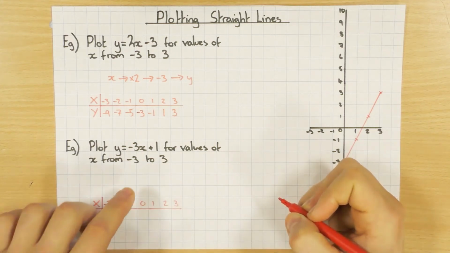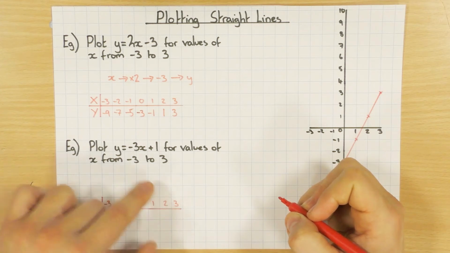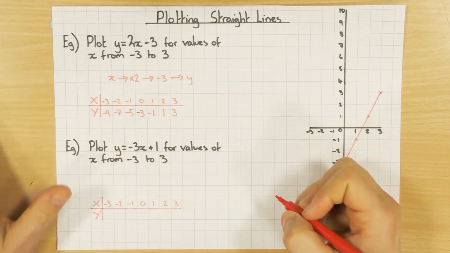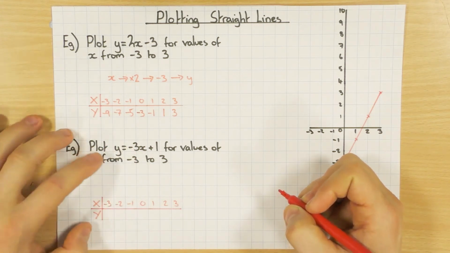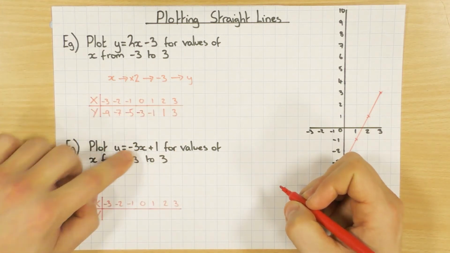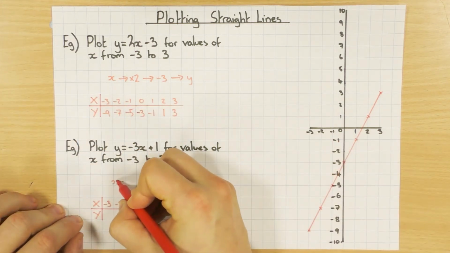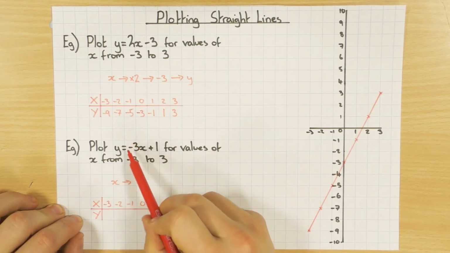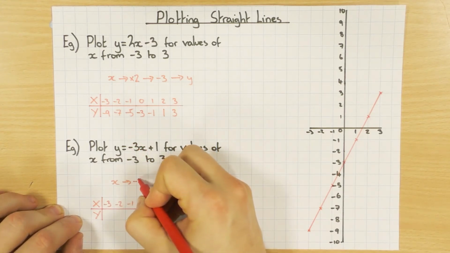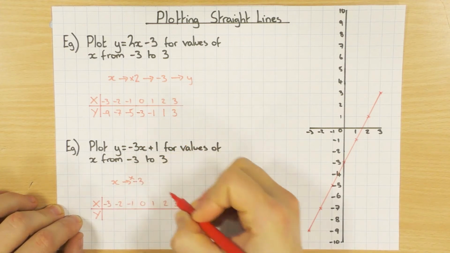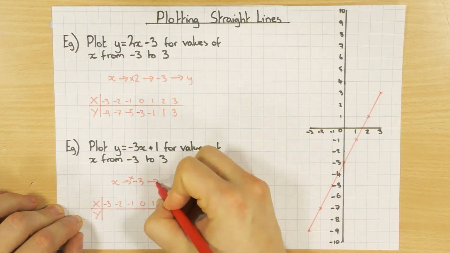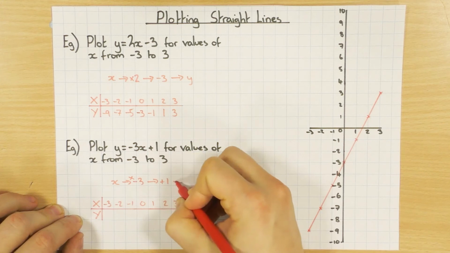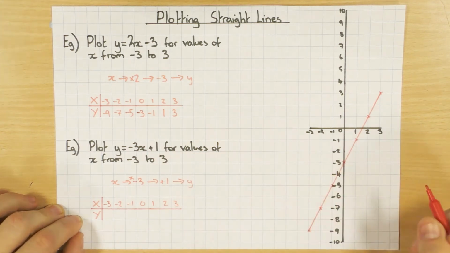Now again, all I'm going to do is substitute these values of x into here. If you're unsure about the substitution or you're not very confident at it, just use the flowchart to help you, which is what I'm going to do now. So I've got x. What do I do to x first? I times it by -3. Don't forget that's -3, not just 3. Then what do I do? Then I add my 1, and then I get y.